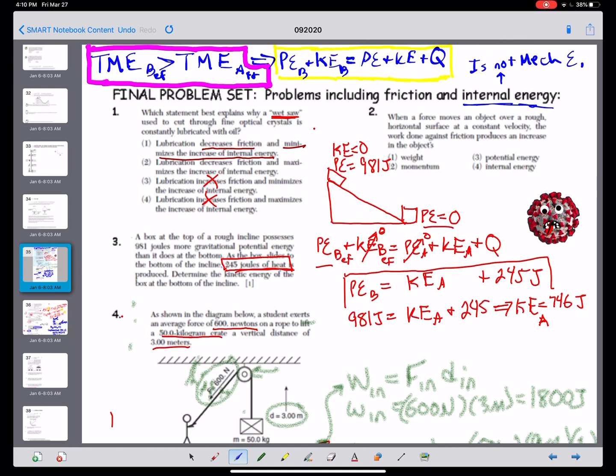Hey, welcome back. When a force moves an object over a rough horizontal surface. Okay, so now here's the deal. We have a rough surface. Now it says horizontal. That means they're trying to see if you're going to fall for number 3, which is an increase in PE. It can't be an increase in PE because there's no delta H. It hasn't changed height. And it says constant velocity. Constant velocity means no change in KE, but that also means no change in momentum, because remember, momentum is mv. So if v is constant, mv is constant, no change in momentum. No change of weight is just stupid.